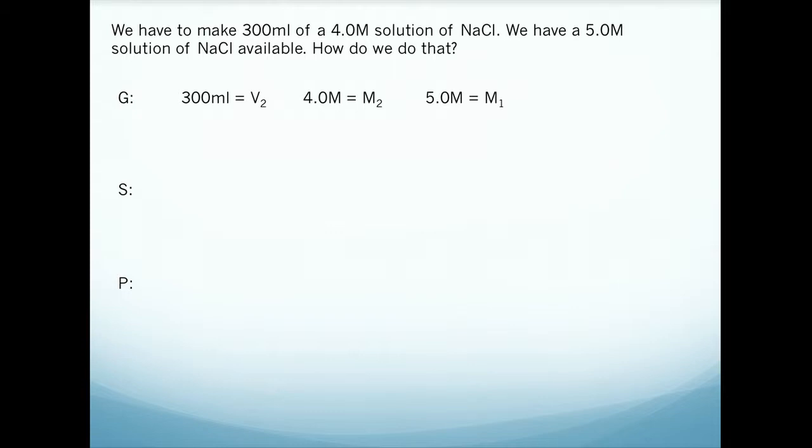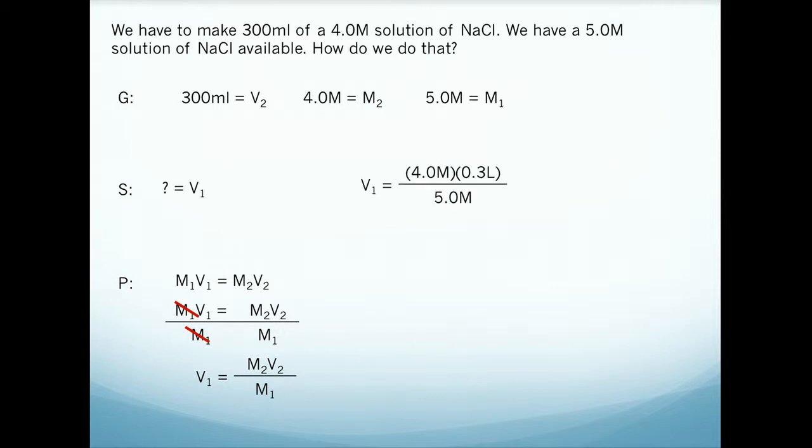So how do we do that? Well, what's missing? What are we solving for? Well, the variable that's missing here in our equation is the V1. So our plan, we're going to start off with the original equation. Now we need to rearrange this so that we're solving for V1. So algebraically, we're going to divide both sides by M1. And when we do that, the M1s are going to cancel here and leave V1 is equal to M2 V2 over M1.